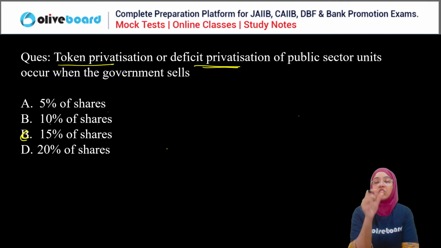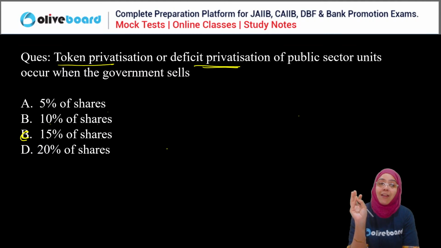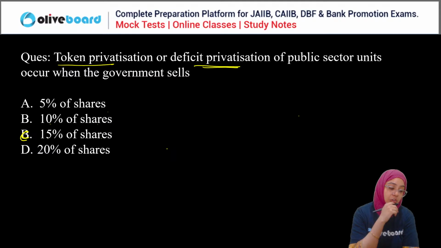So just judge this word, token privatization or deficit privatization in a public sector, when governments sell how much of its share. Privatization means inclusion of what? Inclusion of private sector in a government dominated economy. I have told you that is known as privatization. So token privatization or deficit privatization is actually what? When government sells 5%, 10%, 15% or 20% of its share.